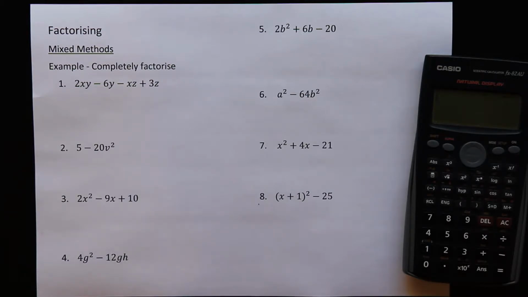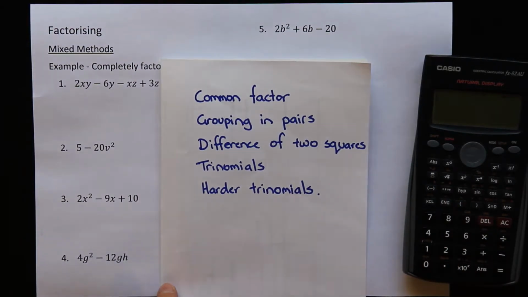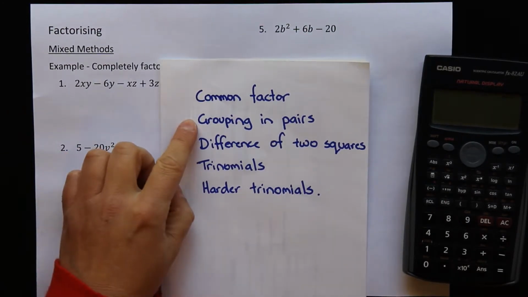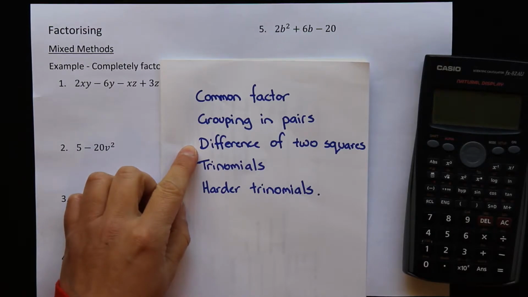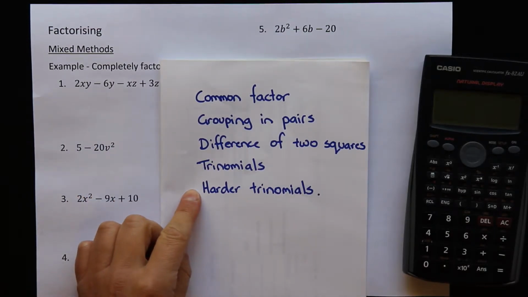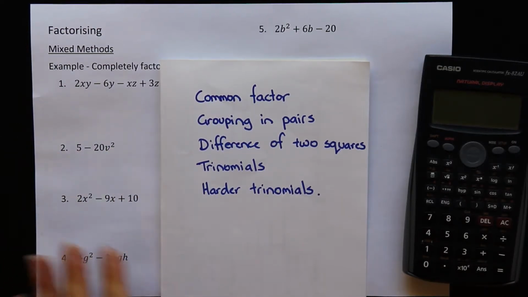that you practice this. So here is a list of the types of factorising that we have learned in this session of lessons. So first of all, we did the common factor, we did grouping in pairs, we did difference of two squares, we did trinomials and harder trinomials. So in our lesson today, we are going to be mixing those questions around and trying to identify and use each of those methods as we come across them.